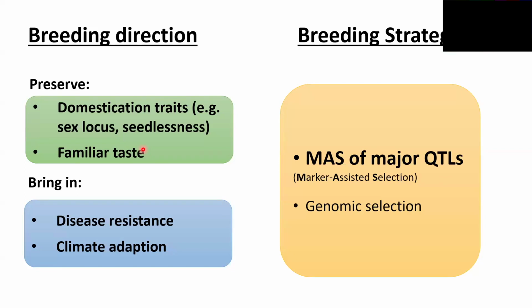In terms of genomics, we want to try to preserve the vinifera genome as much as possible. But we would like to bring in the disease resistance from the wild grapes, from the North American wild grapes or Asian wild grapes. Then we can bring in the resistance genes and also help with climate adaptation.